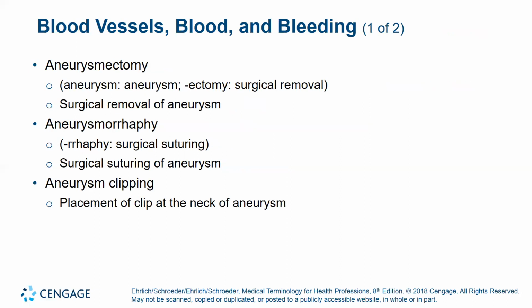Blood vessels, blood and bleeding. Here are a few. You've got aneurysm clipping. This is a placement of a clip at the neck of the aneurysm. Aneurysmorrhaphy, surgical suture of an aneurysm. And then aneurysmectomy, surgical removal of an aneurysm.